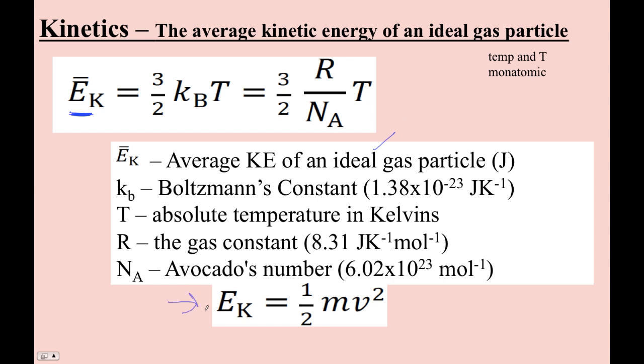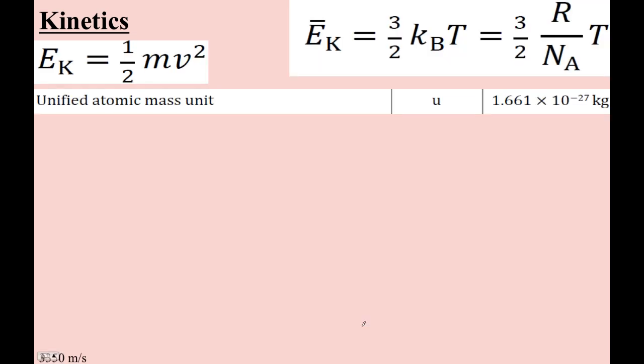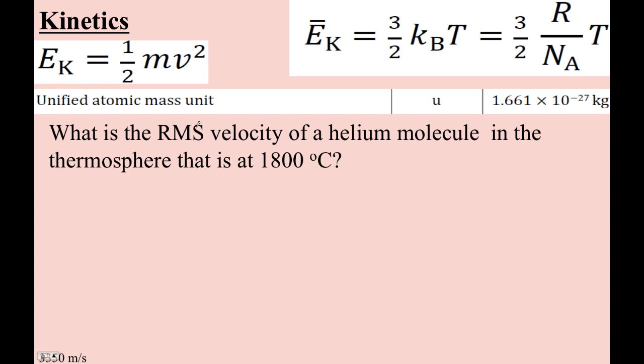And then don't forget that the kinetic energy is also 1/2 mv squared. So there's a whole exciting genre of problems where we can say 1/2 mv squared is 3/2 kBT. And then also we can actually figure out the speed that these particles are going. So that'll of course be the next thing we do here. So what is the RMS value of a helium molecule in the thermosphere that is at 1800 degrees Celsius? And of course the temperature has to be in kelvins.